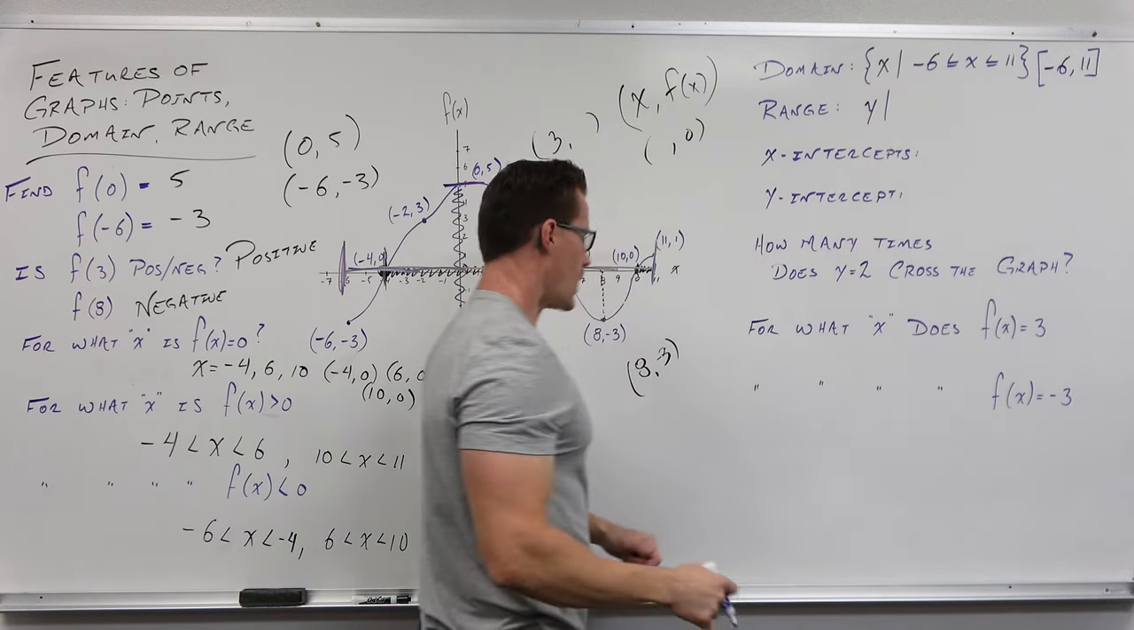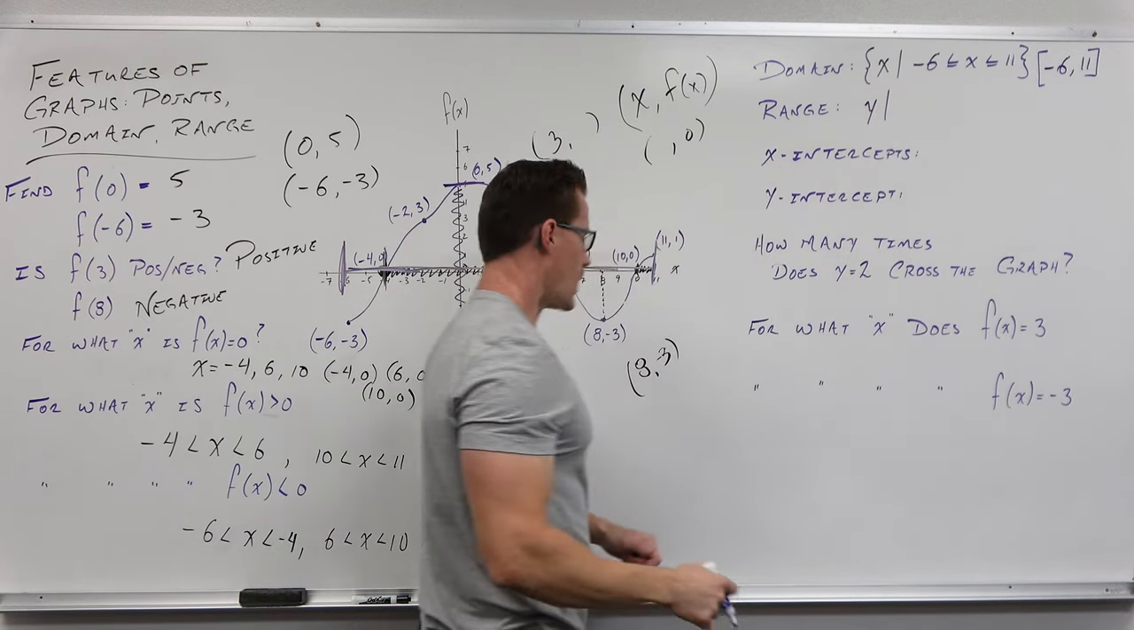So the y-intercept is where we cross the y-axis. We cross the y-axis right here at (0, 5), and that's what that's asking for. Notice how every single y-intercept is going to have an x value of 0. Of course, it's got to be on the axis, just like every x-intercept is going to have a y value of 0. All right, last couple here.